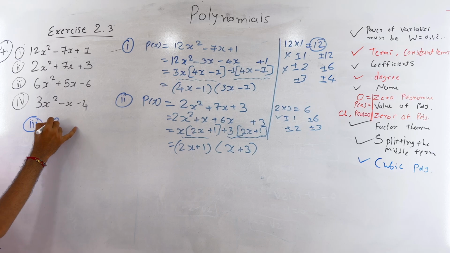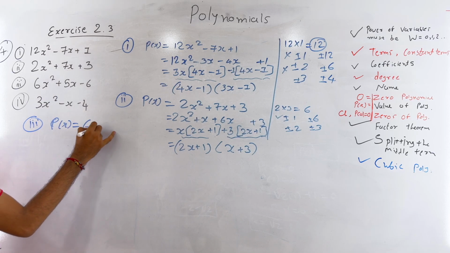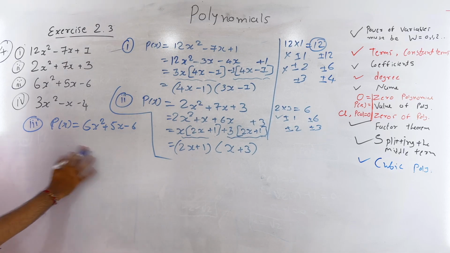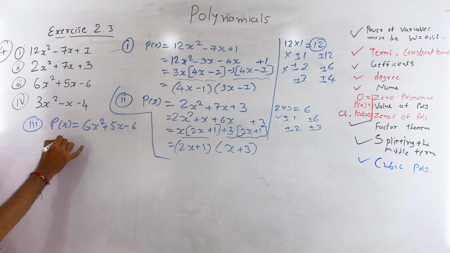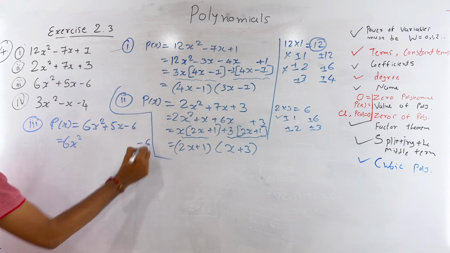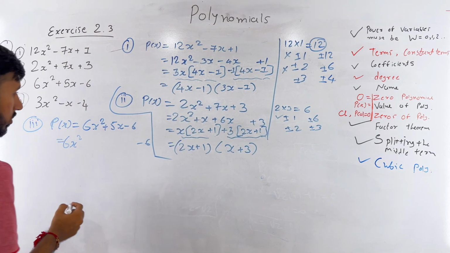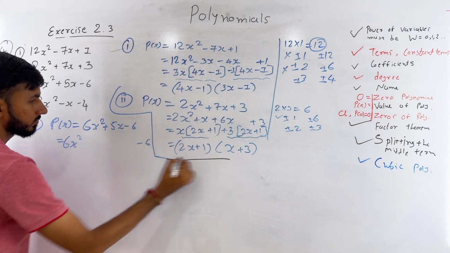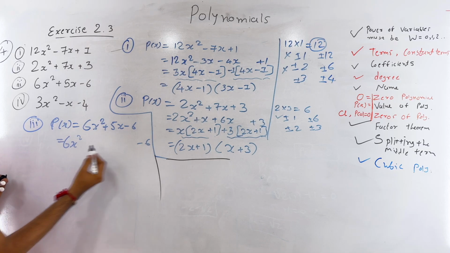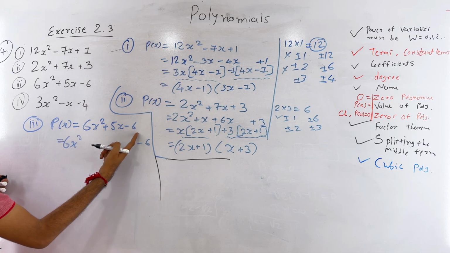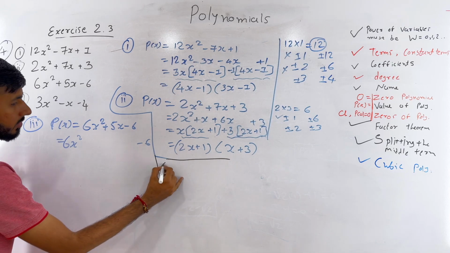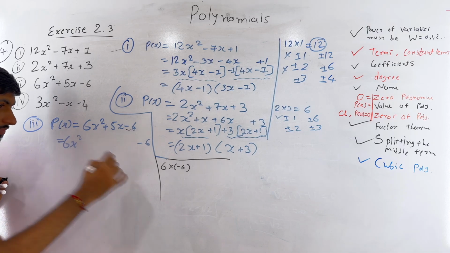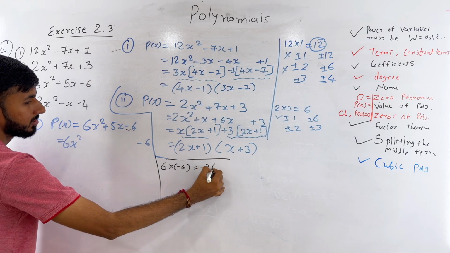Our third question is p of x is equal to 6x square plus 5x minus 6. Right, now my first step is writing first and last term as it is. Now I have to do a multiplication of coefficient of x square and constant term, that will be plus 6 multiply minus 6. Don't forget to take a sign with you, right?